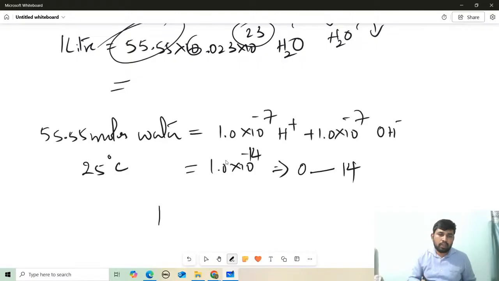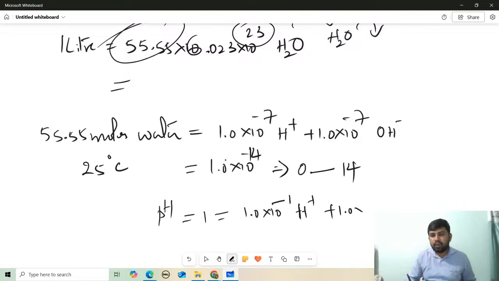Suppose pH is 0, it means the H plus concentration is 1. If pH is 1, it indicates that 1.0 into 10 to the power of minus 1 H plus ions are there, plus 1.0 into 10 to the power of minus 13 OH minus ions will be there. Now tell me, which ions are more, sir? Which ions are more?